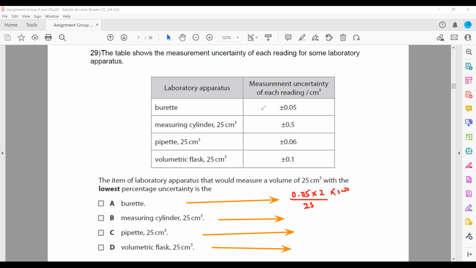Same thing for a measuring cylinder. Uncertainty is half divided by 25, times 100. For a pipette, uncertainty is 0.06 divided by the value recorded, times 100. And for a volumetric flask, the uncertainty is 0.1 divided by the value recorded, 25, times 100. So which will give us the smallest answer, the least percentage uncertainty? Pipette, or C, will be the right answer. Is it clear, this question 29?